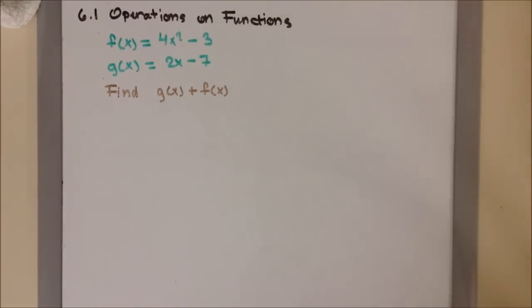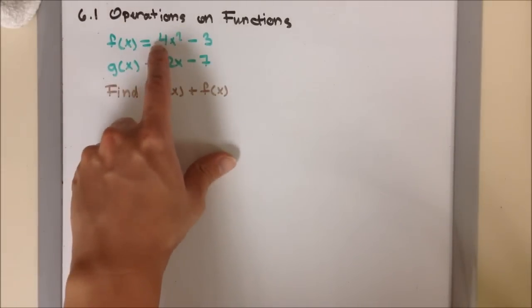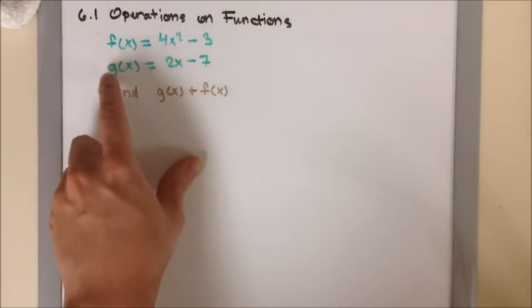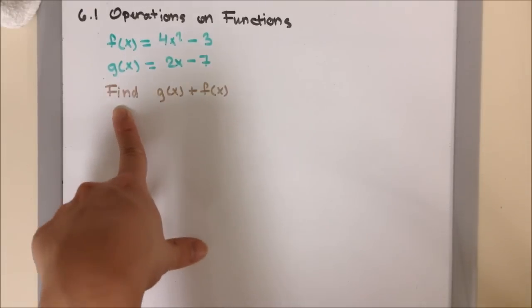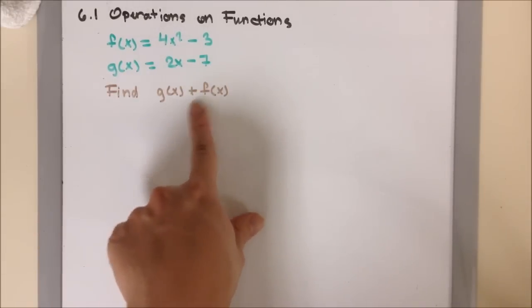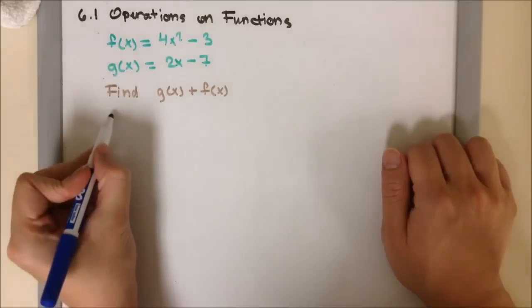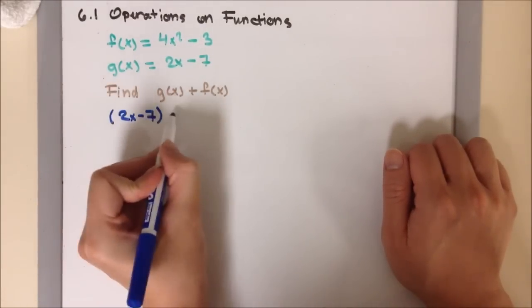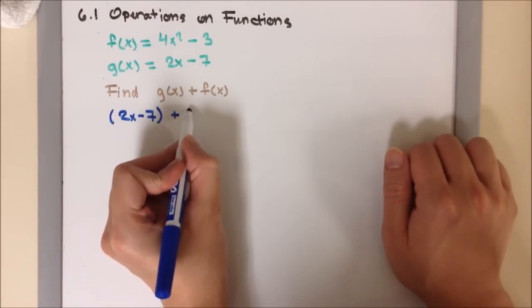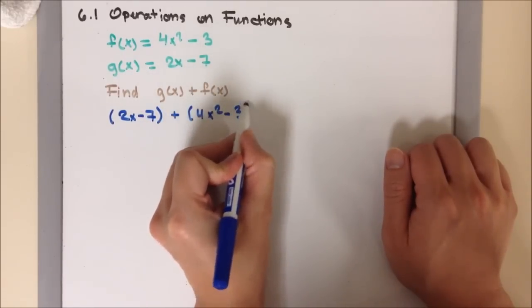In the first example, I have two functions, f of x and g of x. F of x is equal to 4x squared minus 3. G of x is equal to 2x minus 7. Your question is find g of x plus f of x. So I'm going to write g of x first. So parenthesis 2x minus 7 close parenthesis plus f of x, so parenthesis 4x squared minus 3.